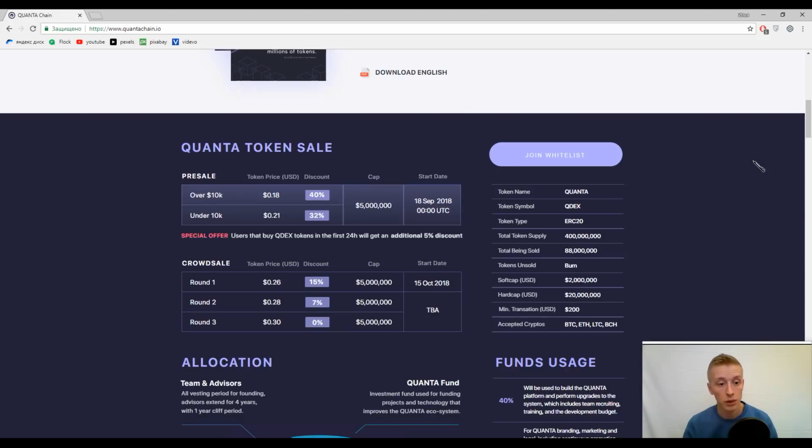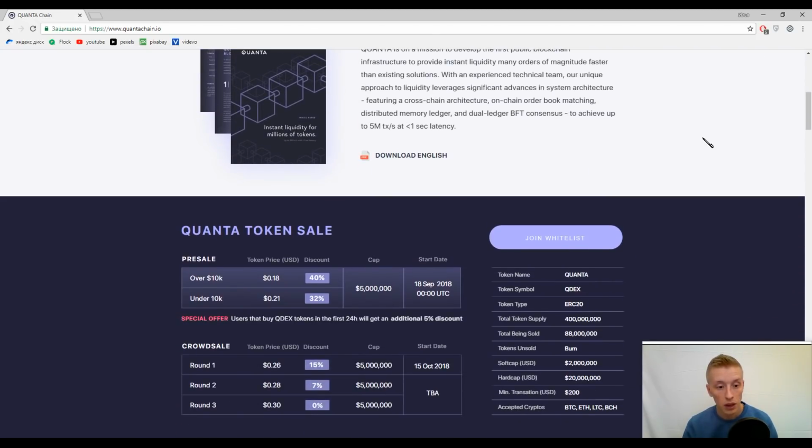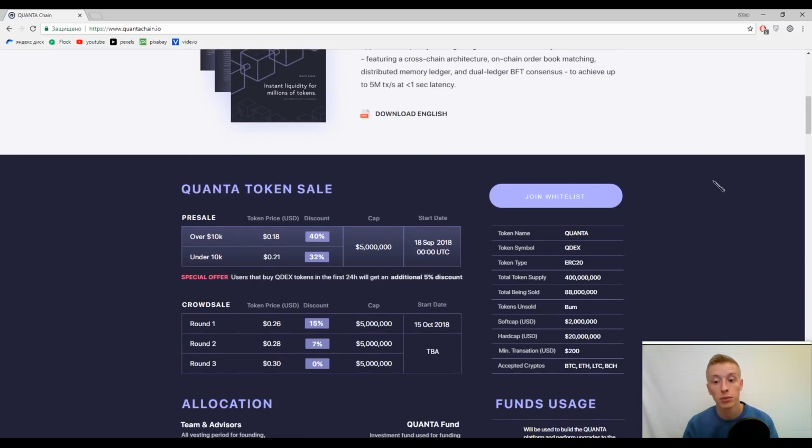You can find this information at the beginning of their website. The primary token inside this platform is the Quanta token, and the symbol is QDEX. This token is of type ERC20, as is traditional, and the platform is Ethereum based. All unsold tokens will be burned, and I appreciate this. The soft cap is $2 million, and the hard cap is $20 million. The minimum contribution is not so high, just $200, and the accepted currencies you can find here: Bitcoin, Ethereum, Litecoin and Bitcoin Cash.